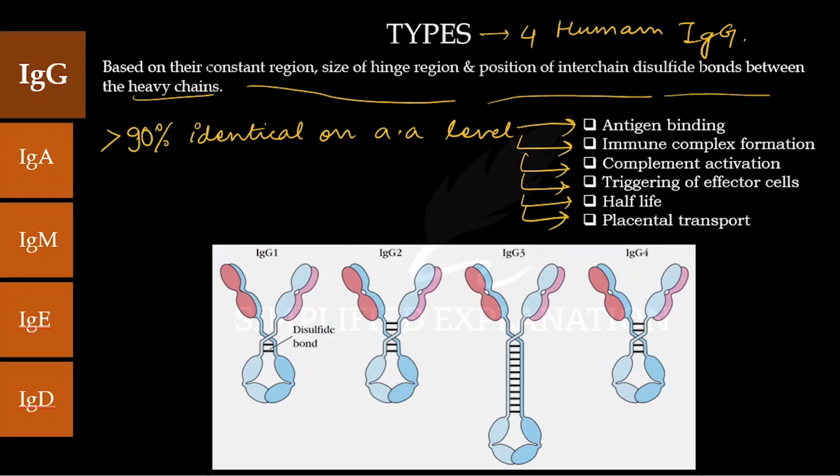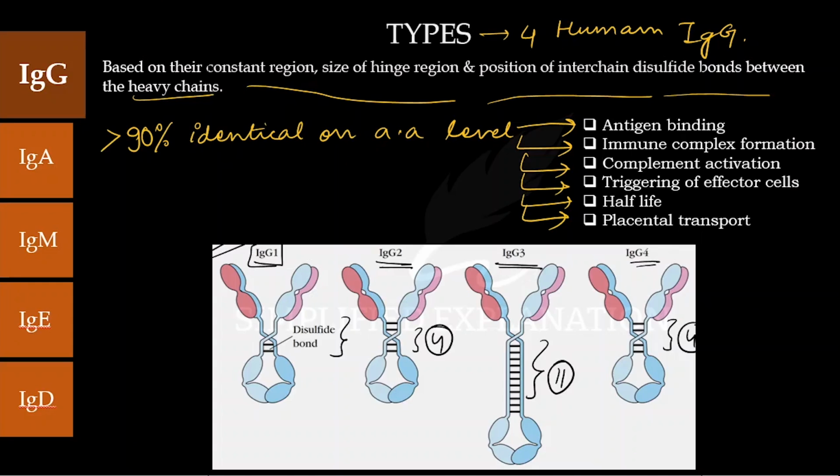The 4 types of IgGs have been shown here. First, this is IgG1, it has 2 disulfide bonds. IgG2 has 4 disulfide bonds. IgG3 has 11 disulfide bonds, and IgG4 again 4 disulfide bonds. So based on different sizes of hinge regions and position of the disulfide bonds, these IgGs have been classified.